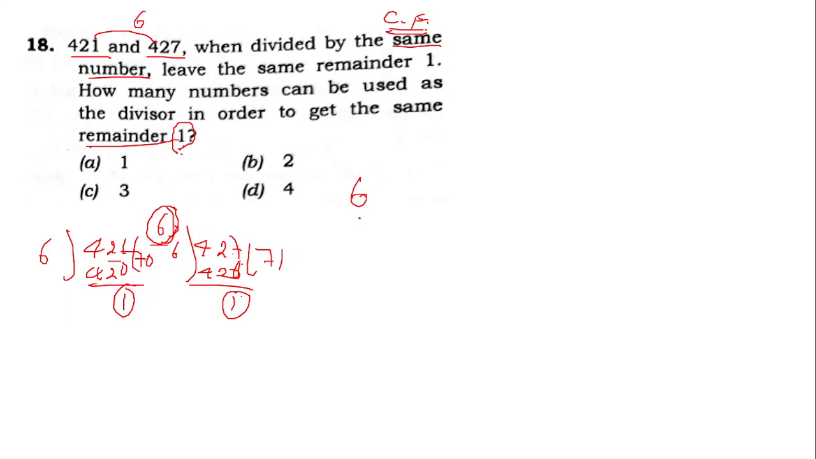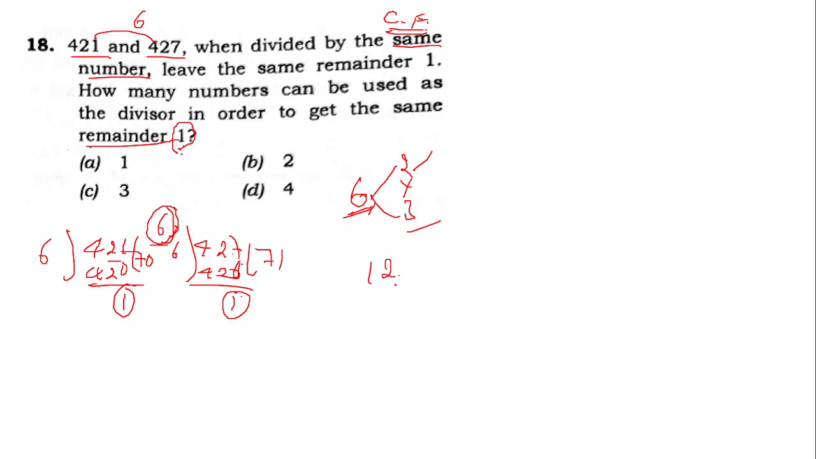This is one of the factors. If 6 is a factor, we know 6 is nothing but 2 into 3. Correct? So if a number is divisible by 6, it is divisible by 2 and it is divisible by 3 also. How? Let me show you an example.